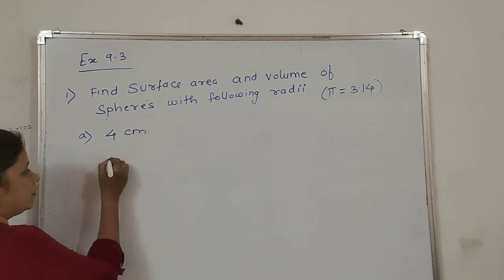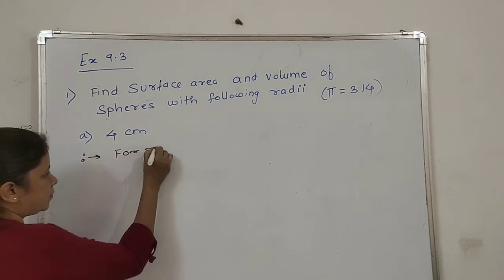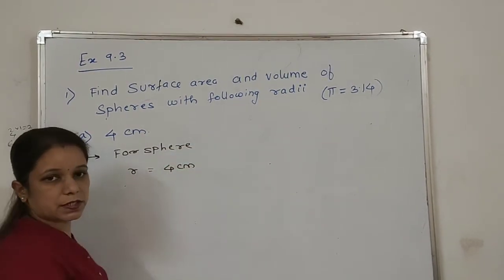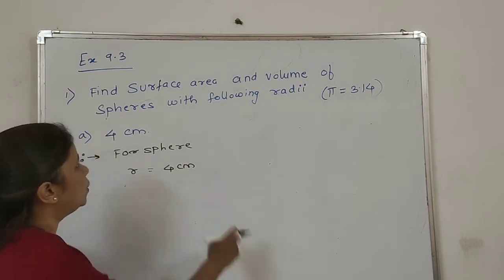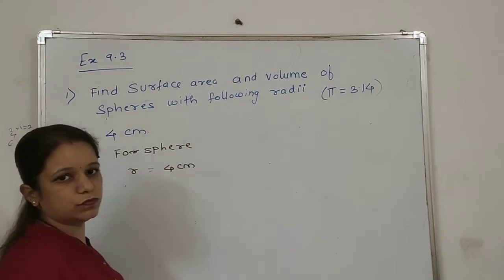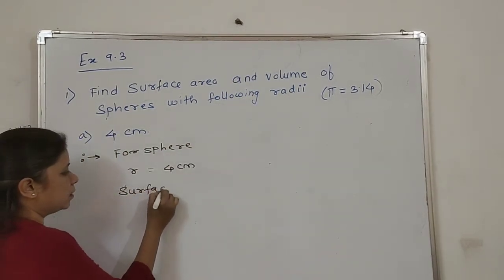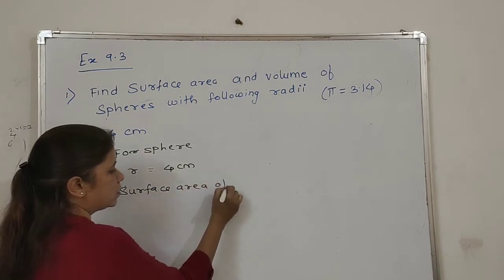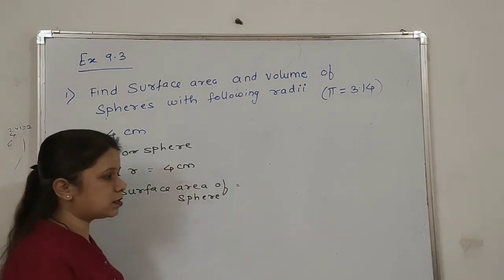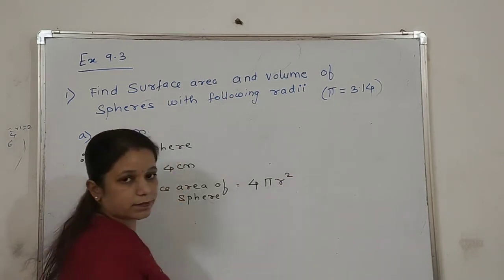So here we will start with the solution like this. For sphere, r equal to 4 centimeter. This is the given quantity. You have to find out surface area and volume. We will go step by step. First, surface area of sphere. The formula for surface area of sphere is 4 pi r square.